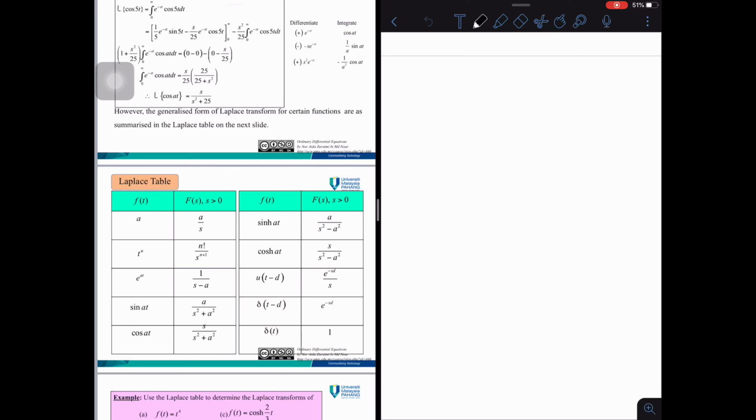Same goes to cos at. If you have a function f(t) equal to cos at, the formula is s over s square plus a square. And for cos hyperbolic, you have the opposite sign from the cos at formula.